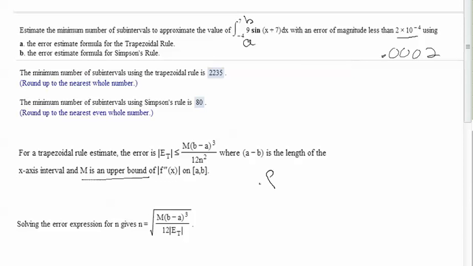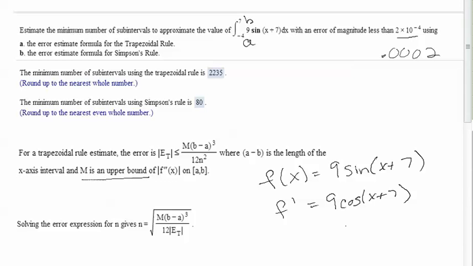All right, so f of x is 9 sine x plus 7. First, we need to get the second derivative. The first derivative is going to be 9 cosine x plus 7. The second derivative will be negative 9 sine x plus 7.